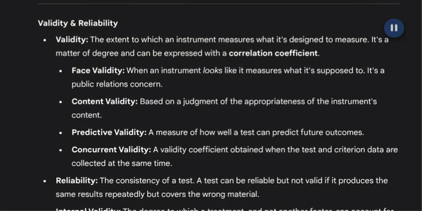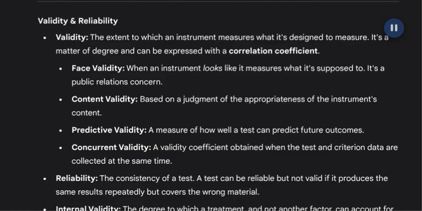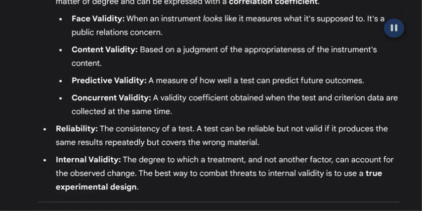Validity and reliability. Validity, the extent to which an instrument measures what it's designed to measure. It's a matter of degree and can be expressed with a correlation coefficient. Face validity, when an instrument looks like it measures what it's supposed to. It's a public relations concern. Content validity, based on a judgment of the appropriateness of the instrument's content. Predictive validity, a measure of how well a test can predict future outcomes. Concurrent validity, a validity coefficient obtained when the test and criterion data are collected at the same time.